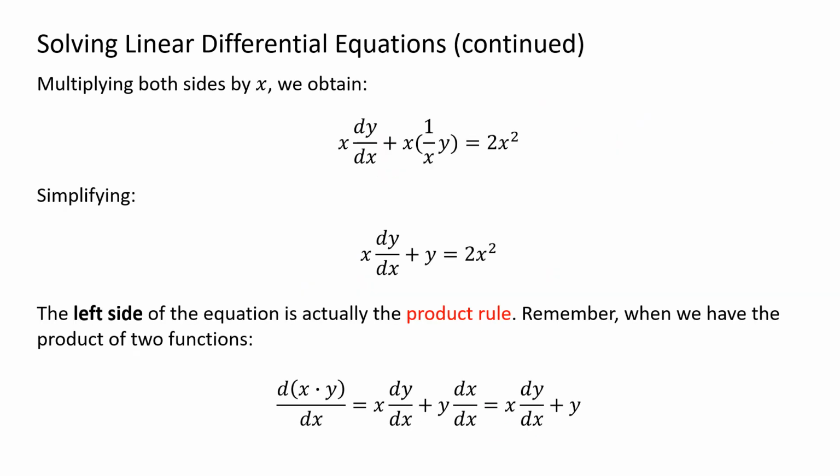Once we do that, we can take that value of x and multiply both sides by it. So we end up with x times dy by dx plus x times the 1 over x times y term. And that's equal to, on the other side, 2x times x, which gives us 2x squared.